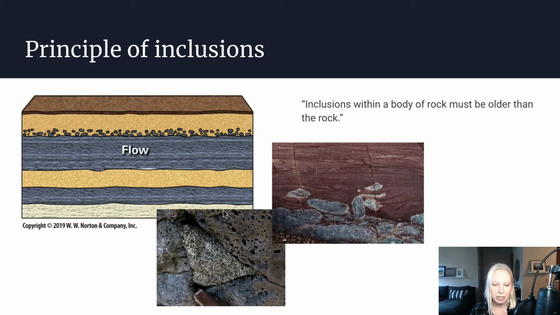Same goes for this picture here, the one at the bottom. You can see that there's a brown rock that is surrounding a coarse-grained igneous rock. That coarse-grained igneous rock had to have existed before it could have been incorporated into the other rock. So that is the principle of inclusions.